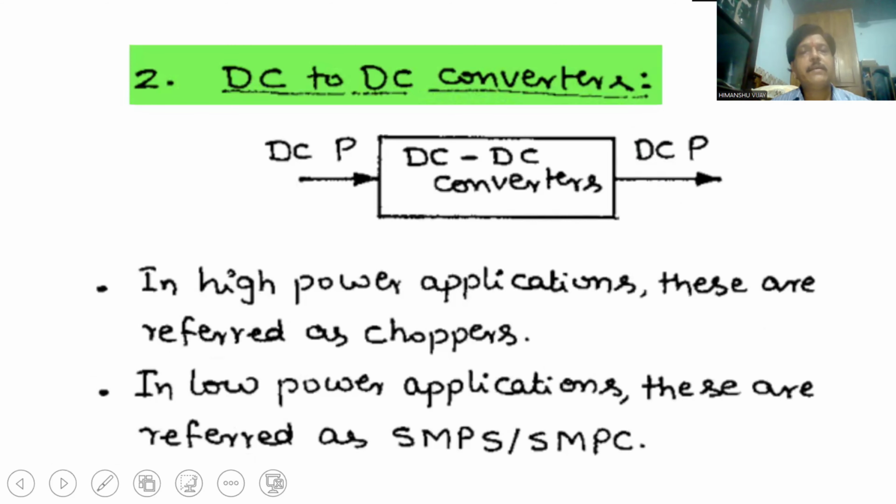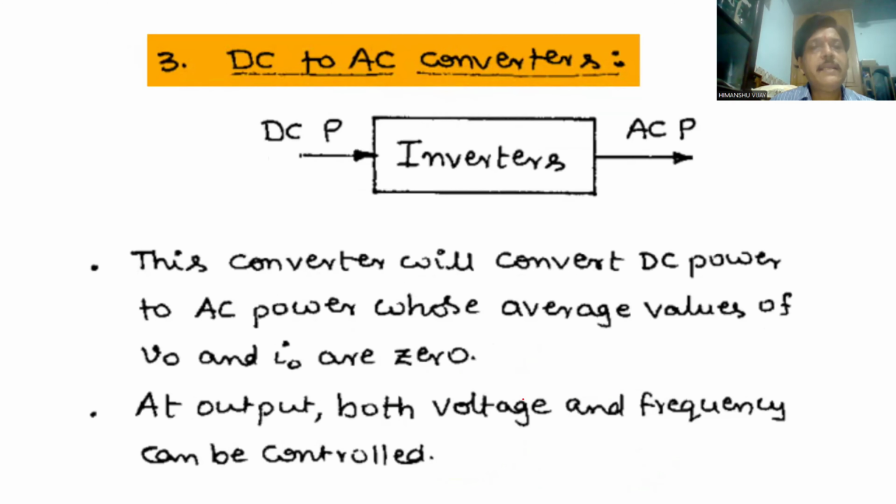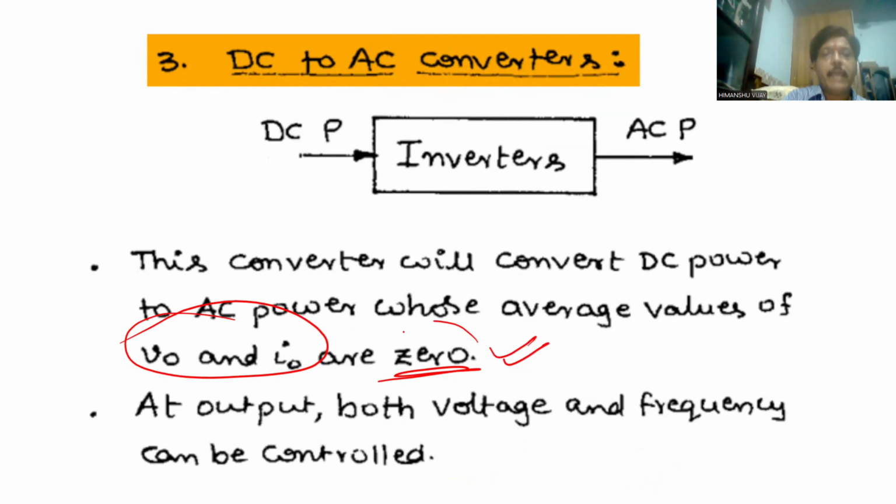Next is the DC to DC converter. These converters convert DC power into DC power. In high power applications, these are known as choppers, while in low power applications, these are called SMPS, switched mode power supply. Now next is the DC to AC converter. These are known as inverters. This converter converts DC power to AC power, whose average values of V naught and I naught are zero, because in case of AC, the average value of the output waveform is zero. At the output, both voltage and frequency can be controlled in this case.